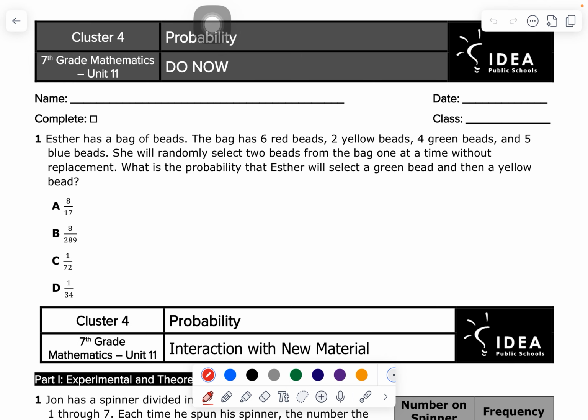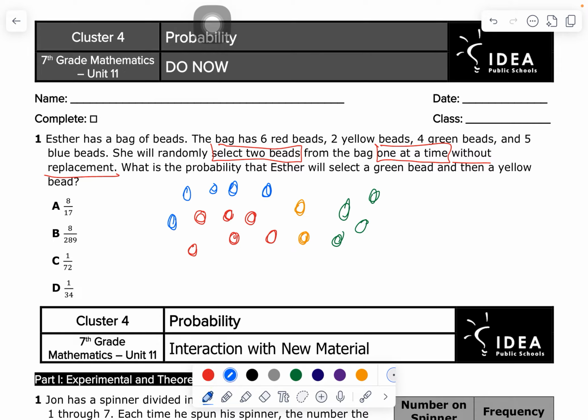Esther has a bag of beads. The bag has 6 red beads, 2 yellow beads, 4 green beads, and 5 blues. Oh, just 5. Okay. She will randomly select 2 beads from the bag one at a time. So this is important. Select 2 beads one at a time without replacement. What is the probability, so underline the question, that Esther will select a green bead and then a yellow bead.